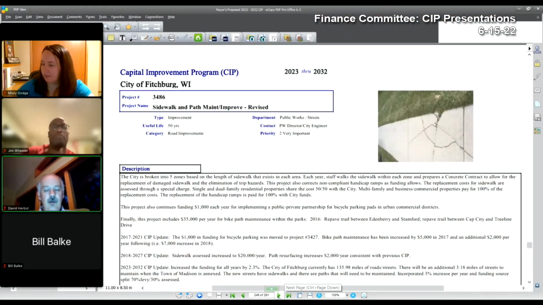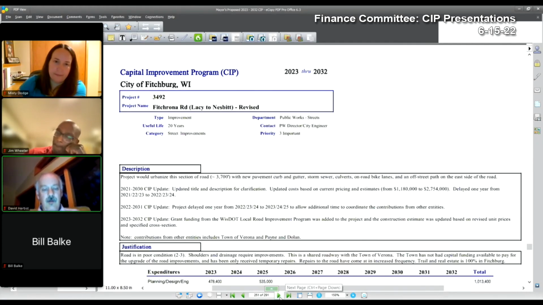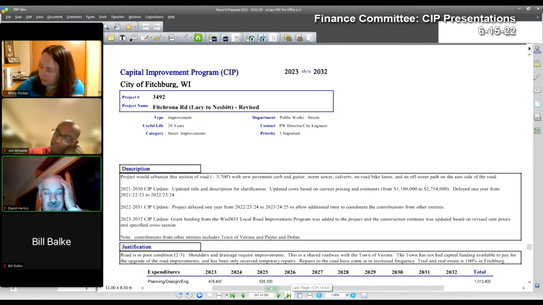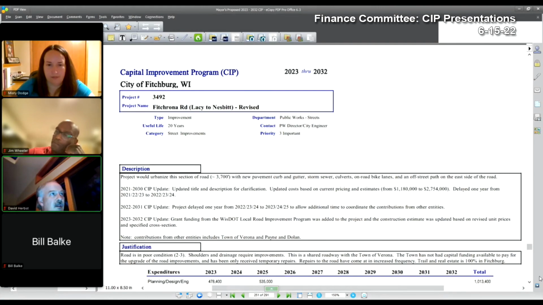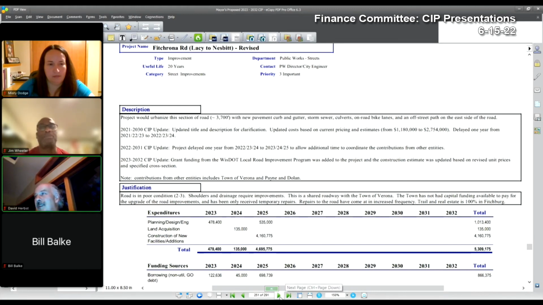3486, sidewalk and path maintenance improvements. This is our sidewalk replacement program. Revisions include updating the funding by 2.3% to reflect infrastructure from the town of Madison. 3492, Fitchburg Road from Lacey to Nesbit. Reconstruction of the road in 2025 to include curb, path, stormwater, and bike lanes. Grant has been applied for with pending acceptance. And the project revisions include funding updated to include the grant funding, new development contributions, and revised construction estimates.